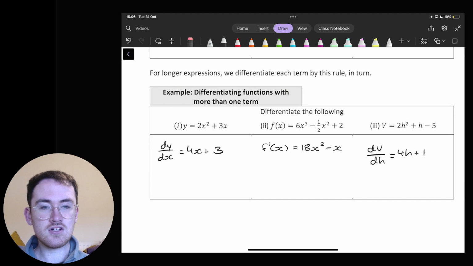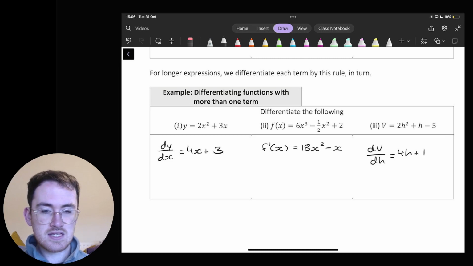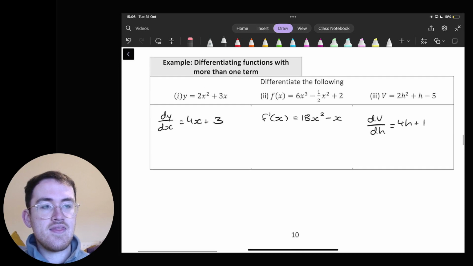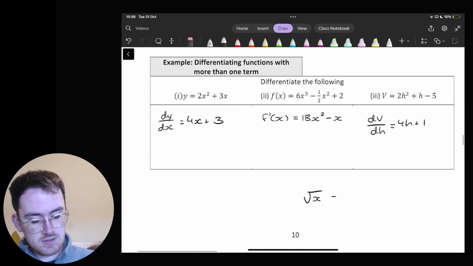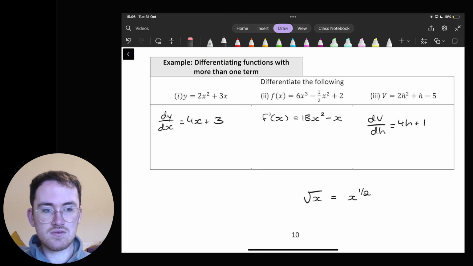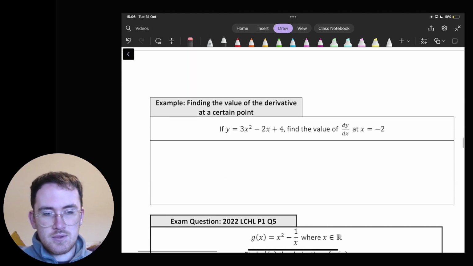So it's important that you're fluent with these ideas. Multiply by the power, reduce the power by 1. And the other key thing, as I said, is if it's a constant term and we differentiate it, we just get 0. The other thing I would say with these ones is it's important that you're used to your indices rules. So knowing, for example, that the square root of x is the same as x to the power of a half means that we can do the derivative using this rule. Otherwise, we would find that a little bit harder.